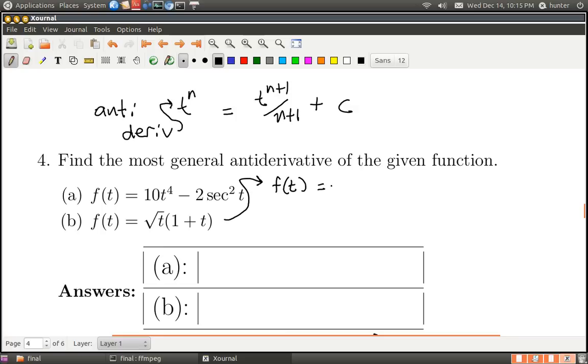And so what do you get? You get the square root of t. And what is square root when it hits t? It becomes t to the 3/2, because it's 1 plus 1/2. Now we're ready to go.